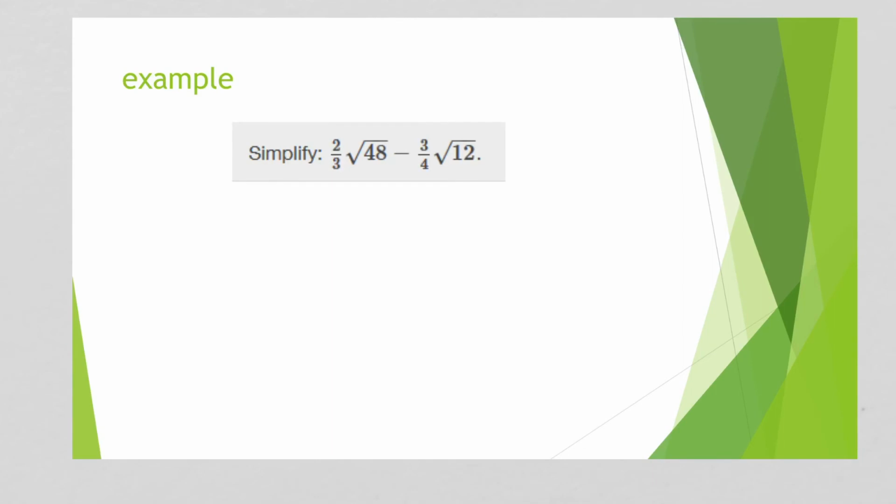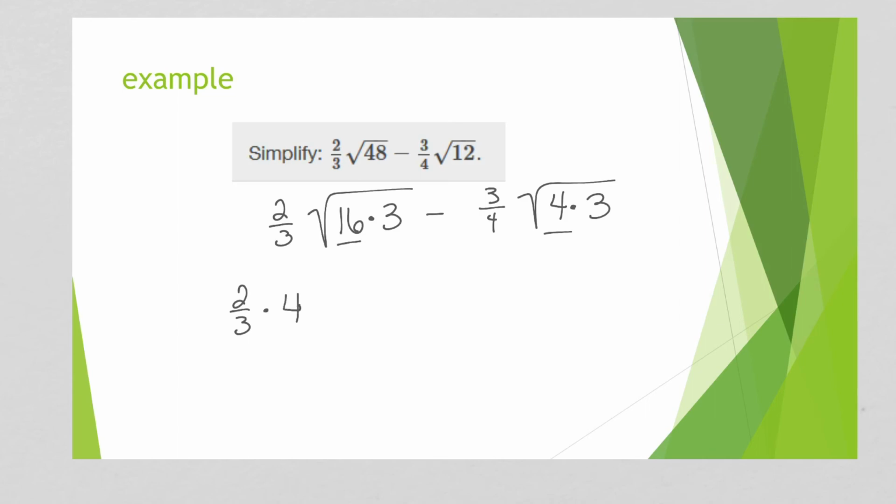Let's see here. So we've got 2/3 times the square root of, and I can rewrite 48 as 16 times 3, minus 3/4 times the square root of 4 times 3. And I can take the square root of 16 and 4. So I've got 2/3 times 4, that's what the square root of 16 is, minus 3/4 times 2, and then I've got the square root of 3 left over.